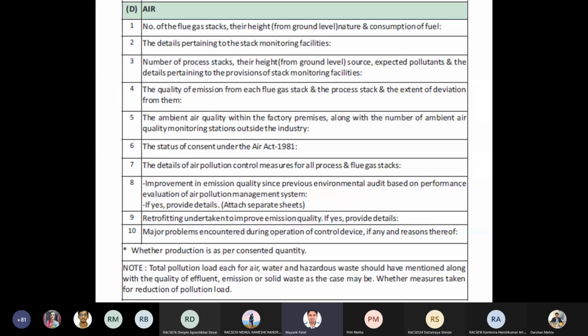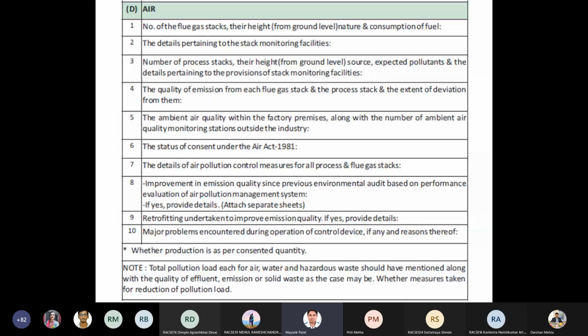of oxides of sulfur will be there in the stack, right? So sulfur dioxide will be there in the stack, so you need to get rid of that problem. Then you can change your fuel, for example, right? So this will bring improvement in emission quality from the previous environmental audit, based on the performance evaluation of the air pollution control management, right? So by changing the fuel, you are incorporating the CP practice, cleaner production practice, at the company, right?